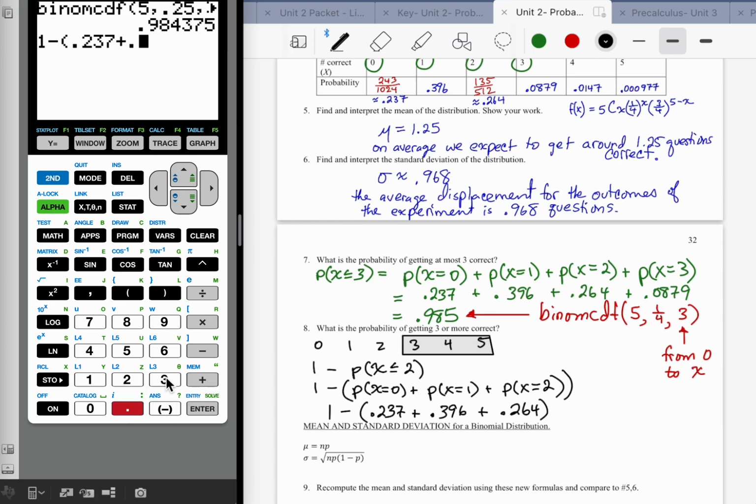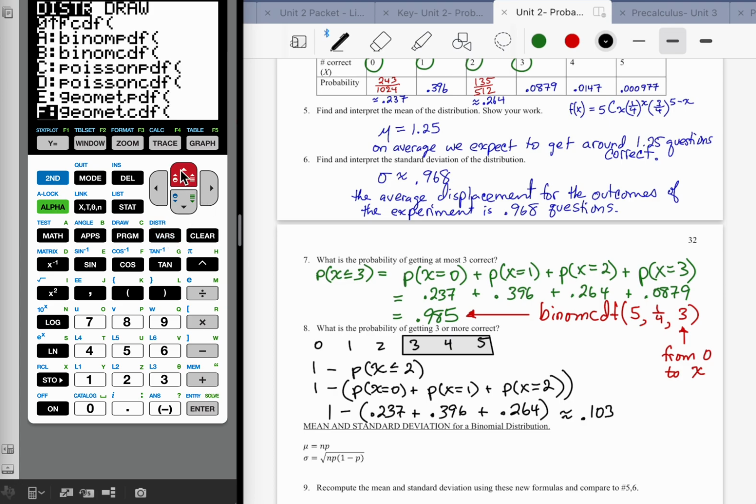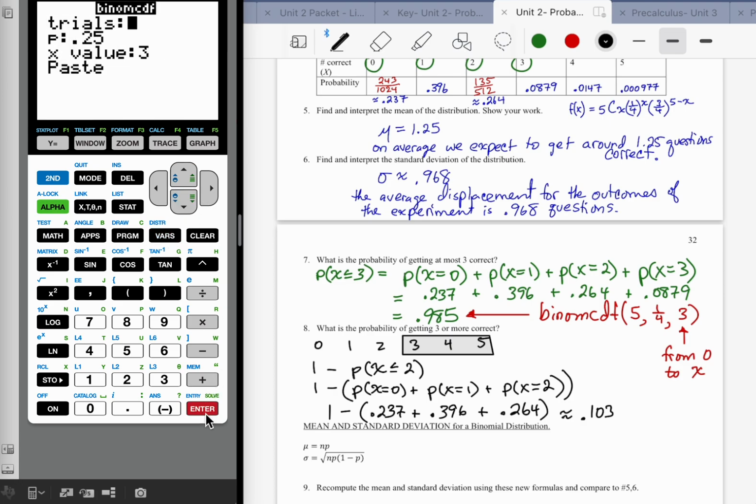But once you get to this step, you don't actually have to do what I'm doing here, because you could do that work behind the scenes. It's the calculator hocus pocus. We're talking about an answer roughly about 0.103. So what I would do instead is 1 minus, then I'd go into second vars, binom CDF, 5 trials, probability of success 0.25. The most number that I would want to have correct, the most number of correct answers.